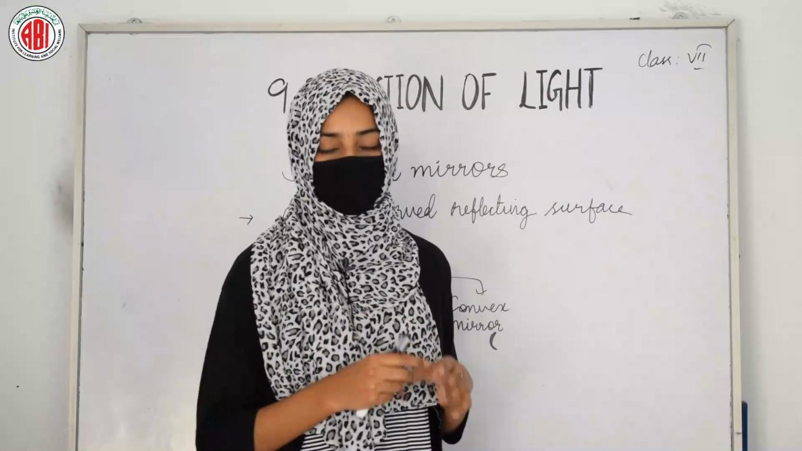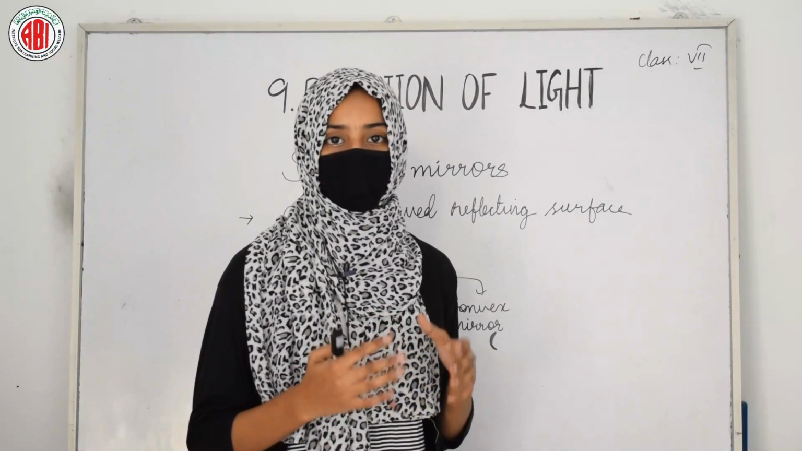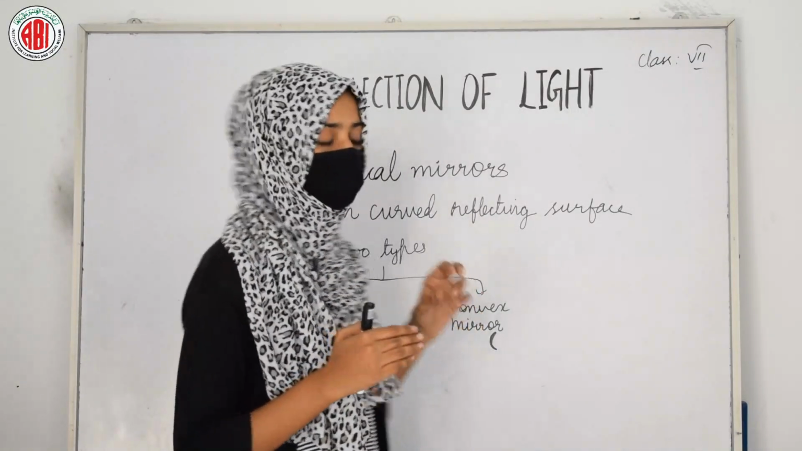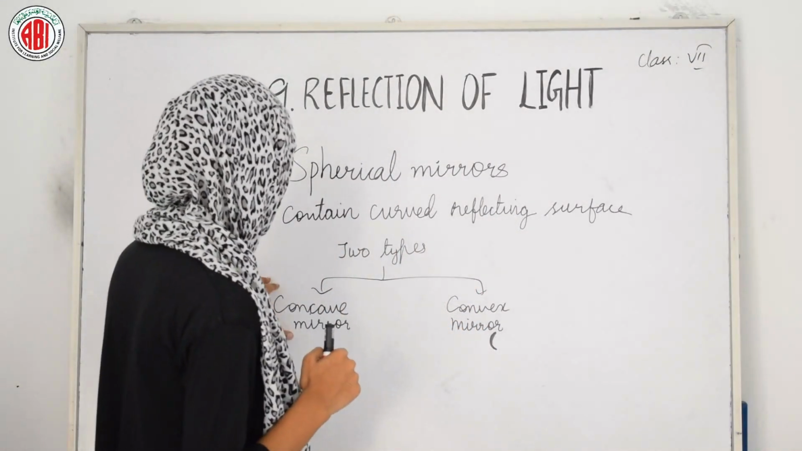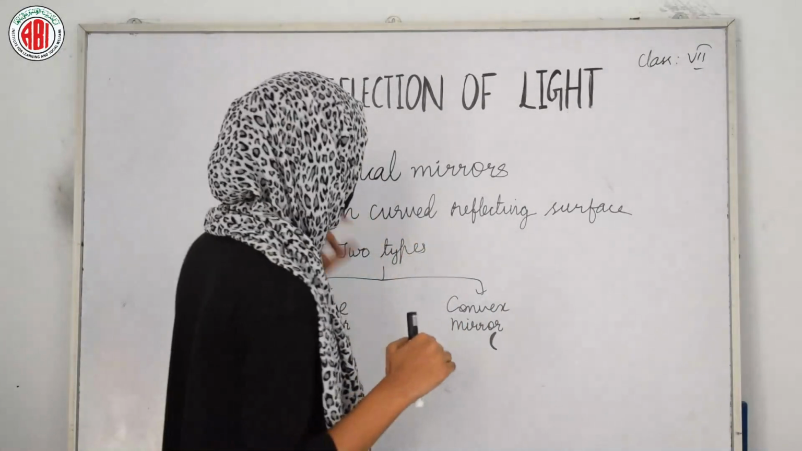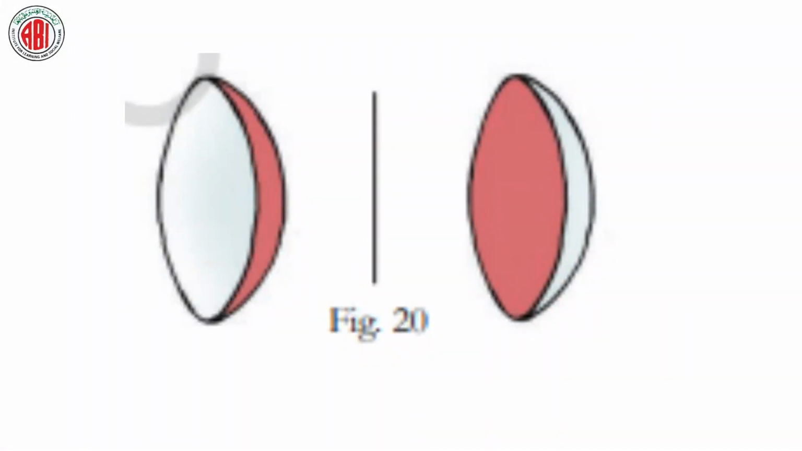Here we'll take one spherical ball. When we cut that ball with a knife into two pieces, the inner surface of the ball can be termed as the concave surface and the outer surface of that ball can be termed as the convex surface. If the reflecting mirror contains a convex surface, then it is called a convex mirror, and if it contains a concave surface, then that mirror is called a concave mirror.